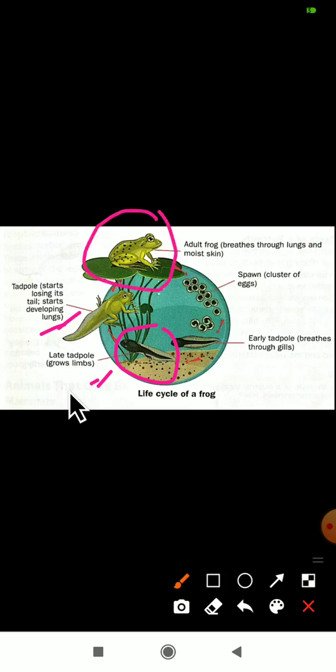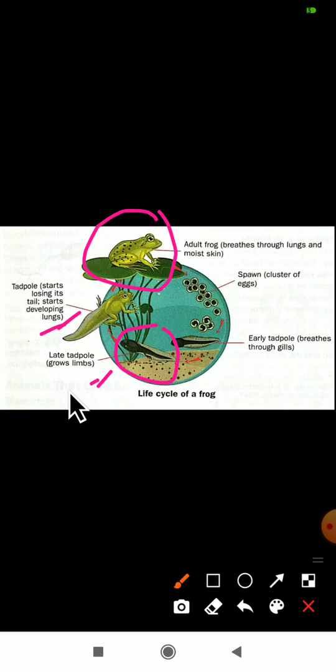Then after a few days the tadpole grows into an adult frog here. This is all about the life cycle of a frog. It is very simple. First, the adult frog lays the egg. It lays a cluster of eggs. Then what happens? First, the early tadpole develops, and that early tadpole has gills here.